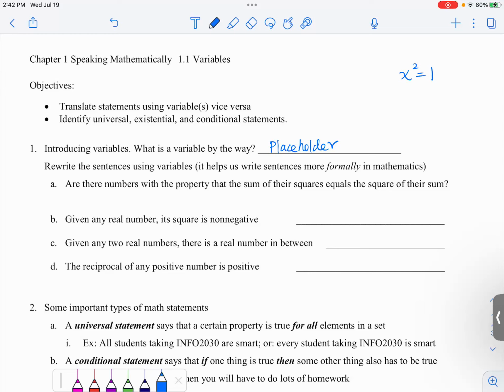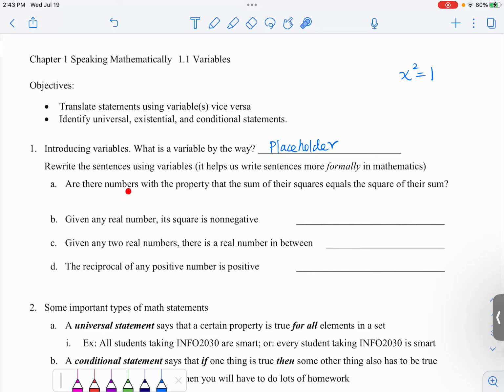Now, if I have to give one piece of advice, what would that be? That will be, if you see a noun, that will be a good, strong signal that you're going to introduce your variable. So for instance, let's take a look at the first statement. Are there numbers? Isn't that a noun? So that's a good signal that I'm going to introduce a variable.